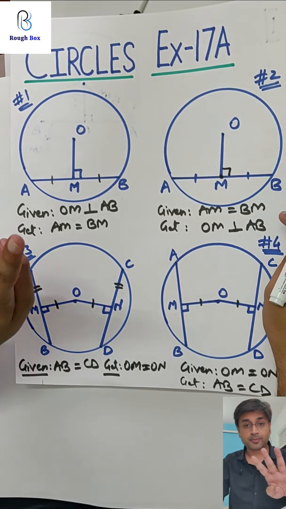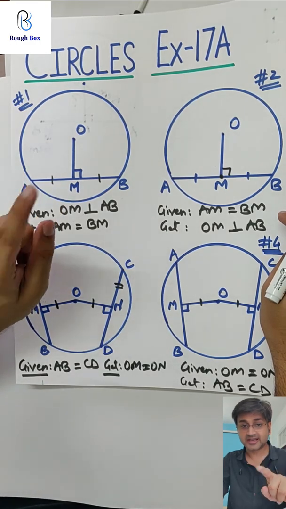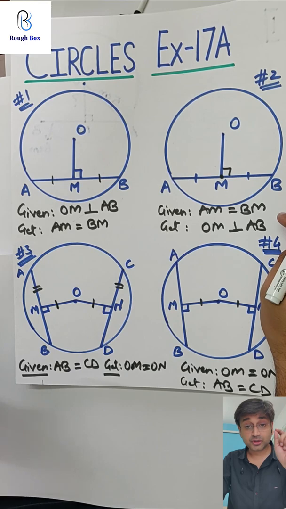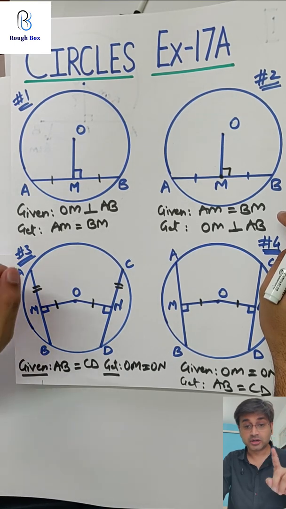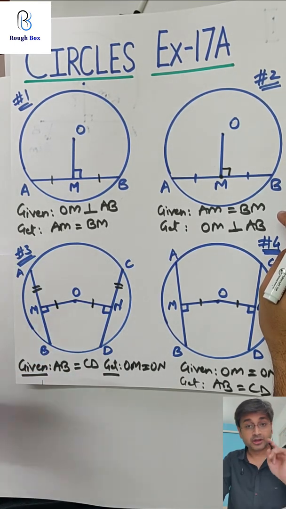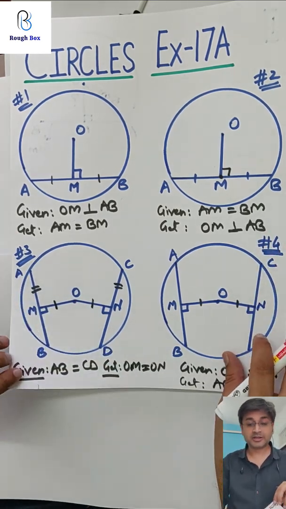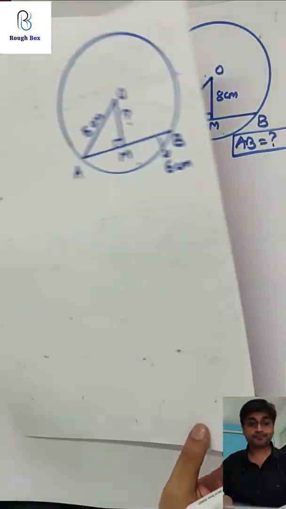Easy? So only 4 properties you need to know for this first exercise. It's in the description. You also saw it on the screen. You should write it. You should learn it. Until and unless you learn, don't start this chapter. Otherwise, you will be midway and you will not get anything. Right? So let's begin. Sum number 1.